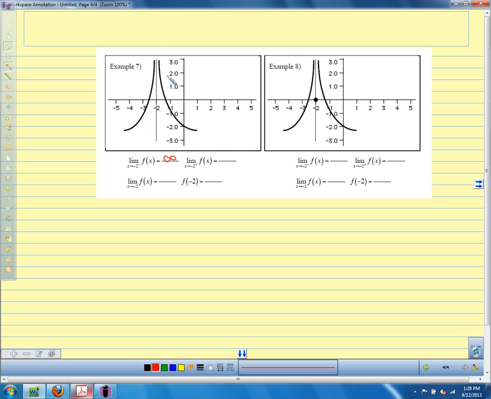How about as we approach 2 from the right? What's our function doing? Shen? Also infinity. It keeps going up and up and up. So that's infinity. So what is our limit as x approaches 2? Erica? It's the same from the left and the right?